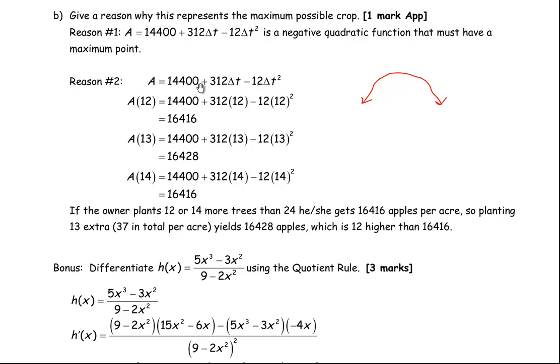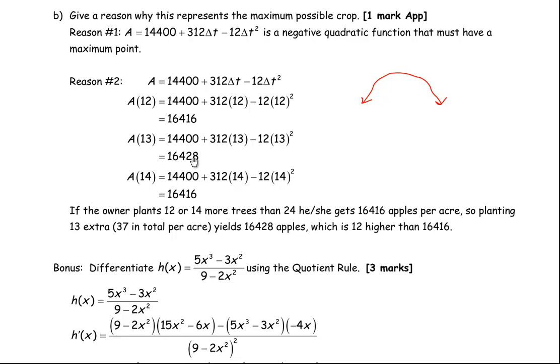Another reason is we could take this area function, and if you put 13, which is what we got the delta t to equal, which gives us the 37 trees. If you put 13 in place of delta t, 14,400 plus 312 times 13 minus 12 times 13 squared works out to 16,428. So that would represent the number of apples, the maximum number of apples you're going to get from an acre of property.